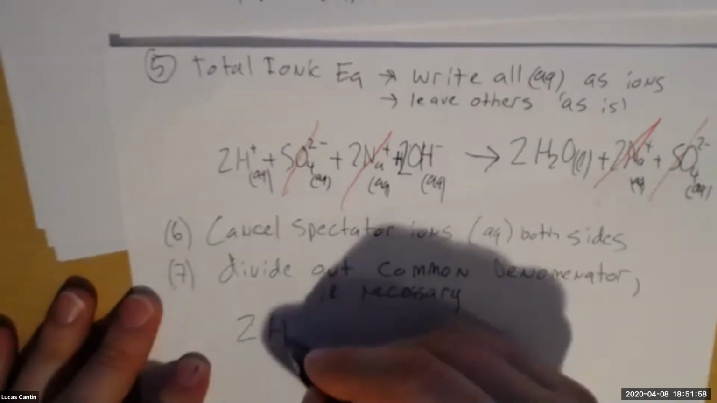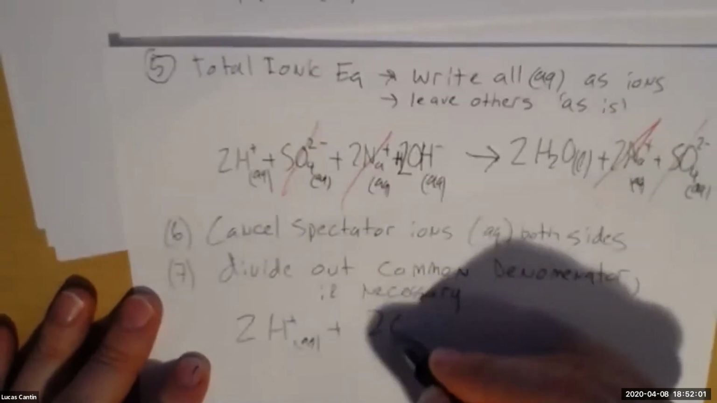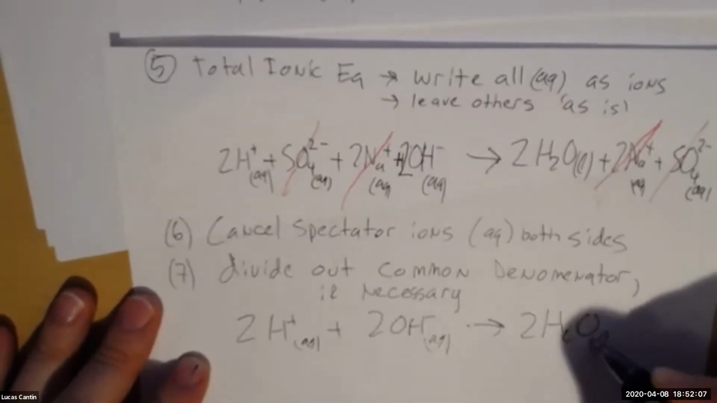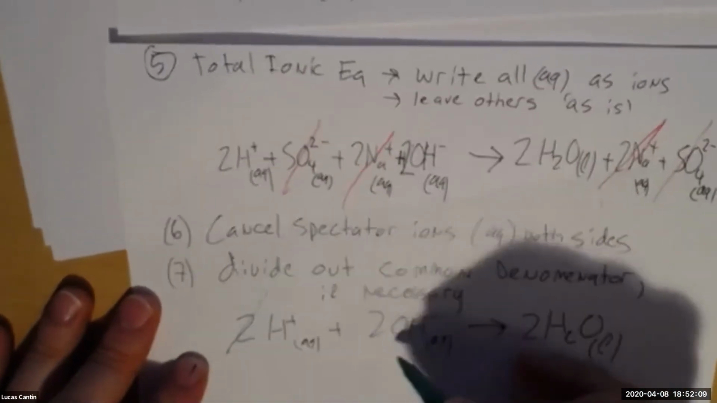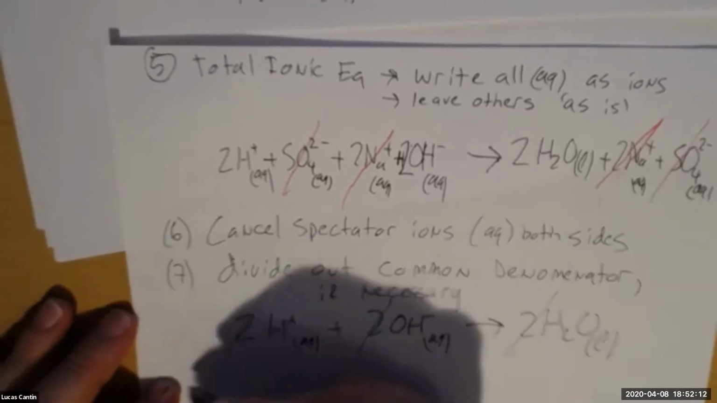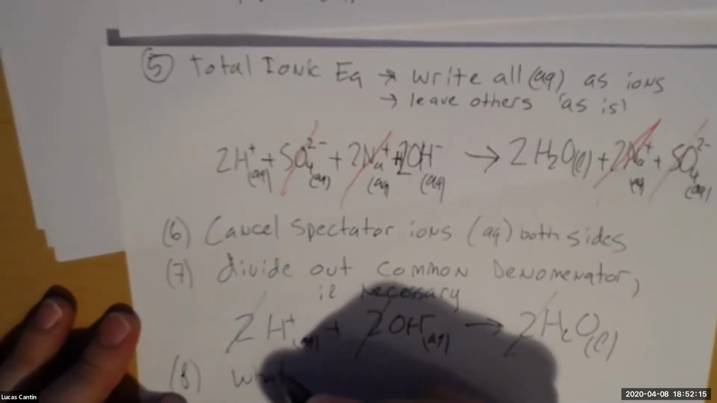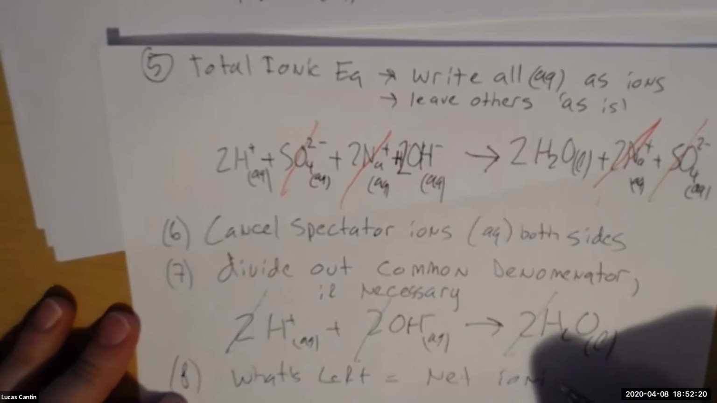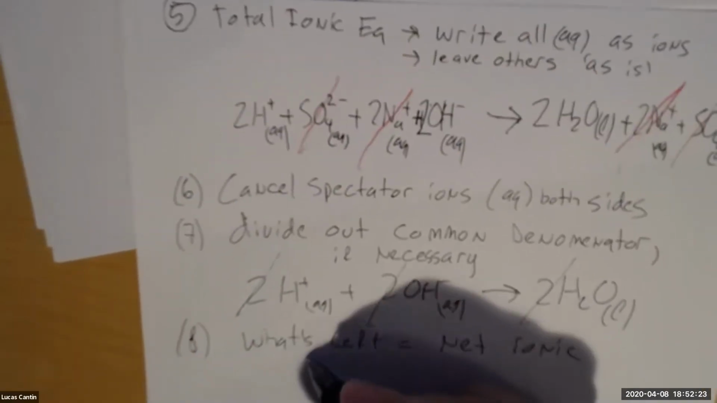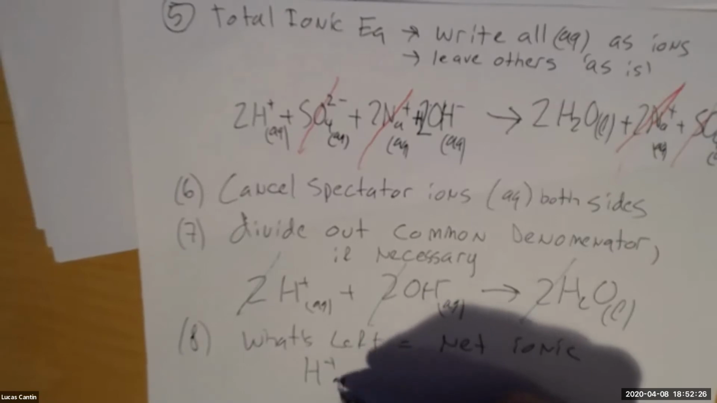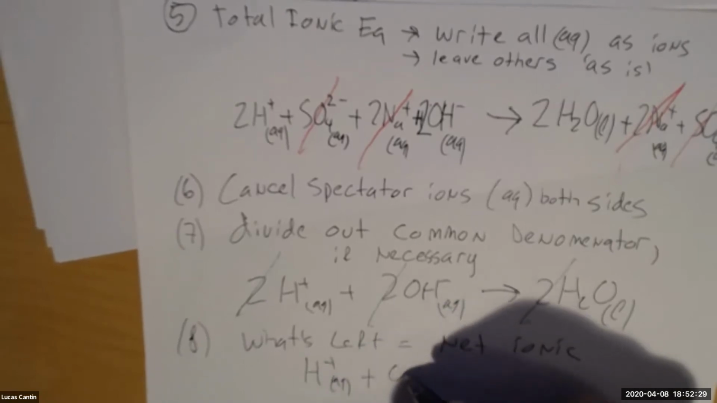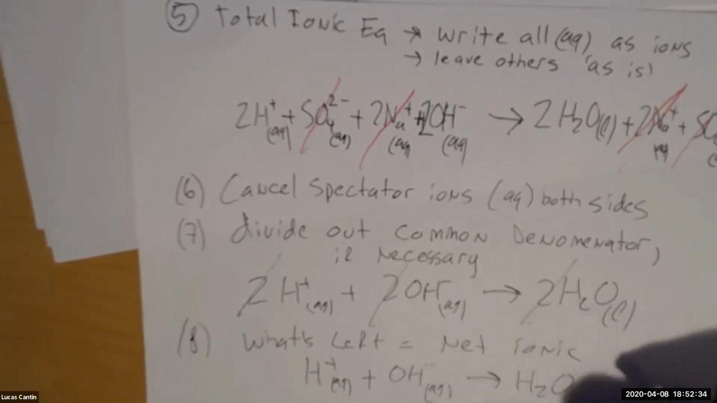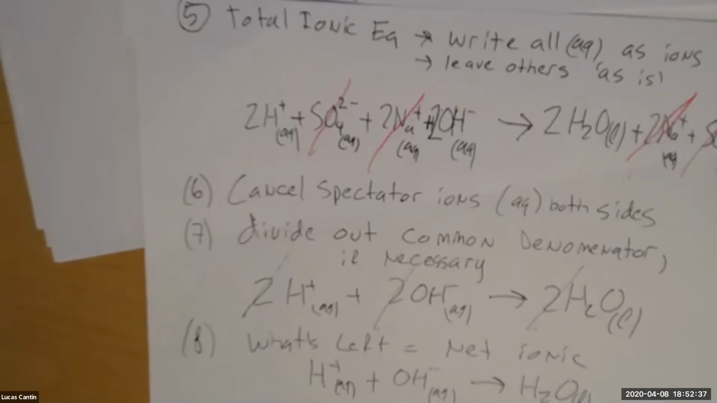So we have 2H plus aqueous plus 2OH minus aqueous goes to 2 water liquid. So I'm going to divide out the 2. And what's left equals net ionic. So that's what's left. When a hydrogen ion in solution bumps into a hydroxide ion in solution, they form water. Liquid. That's my net ionic.